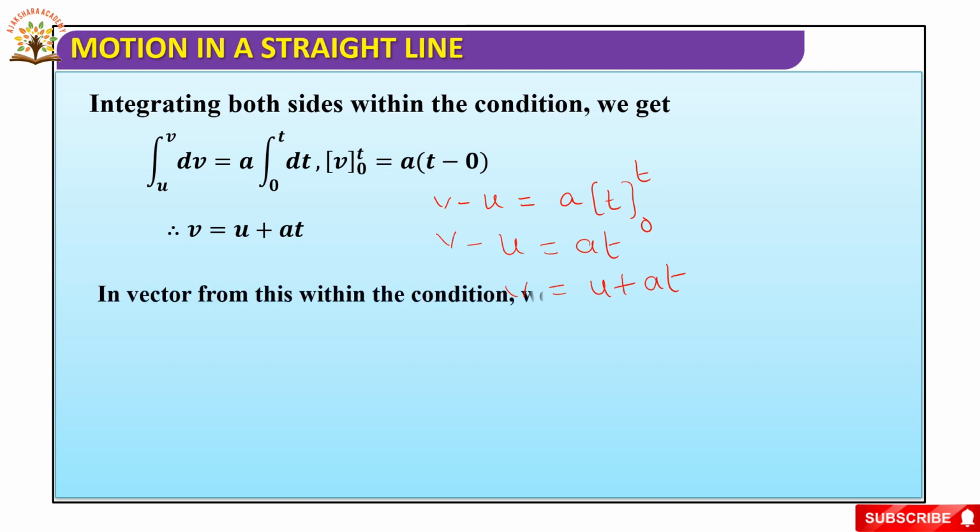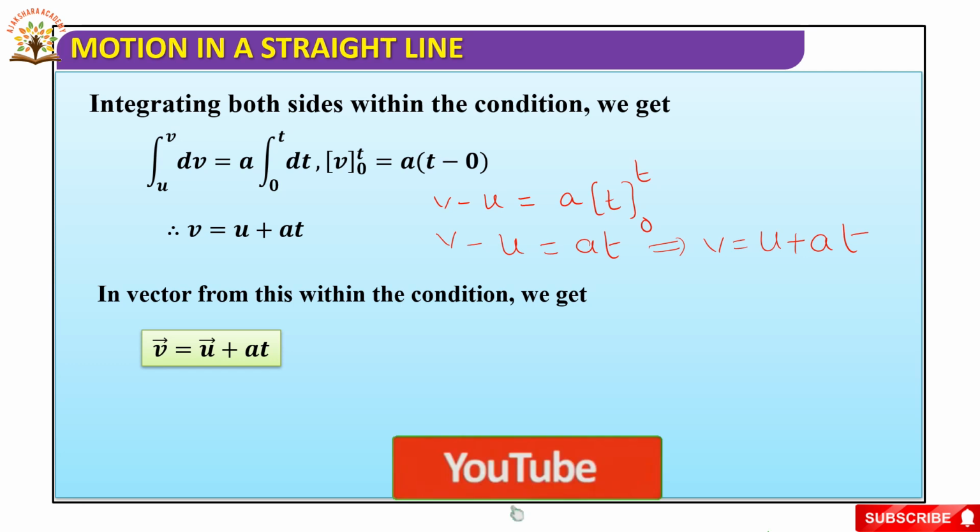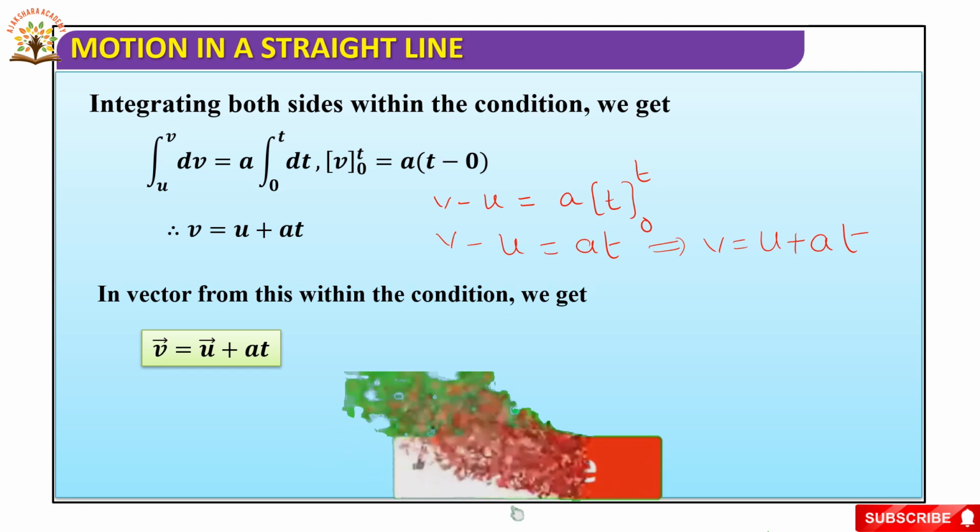In vector form, from this equation we get v bar is equal to u bar plus a t. From this v is equal to u plus a t. Okay, this is the first equation of motion. V bar is equal to u bar plus a t.